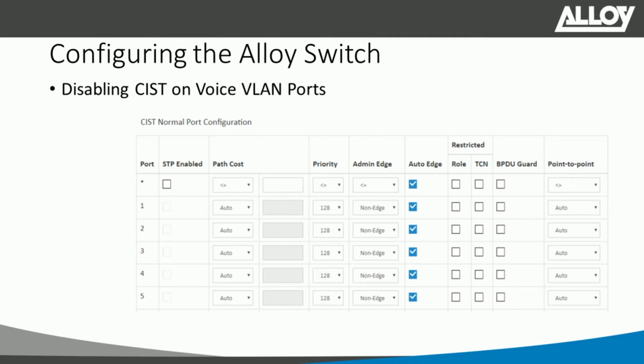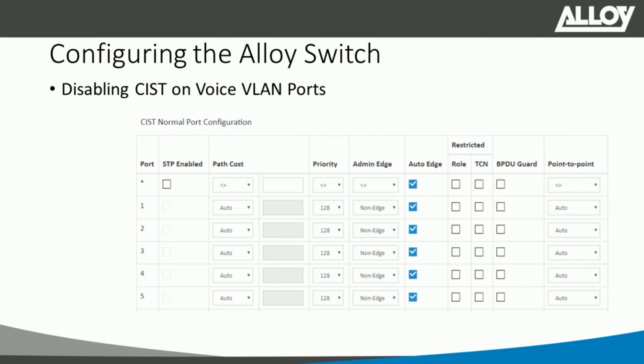All right, so getting into the Alloy switch itself. For voice VLANs to be enabled on the Alloy switch, you must first disable the CIST, which is the common internal spanning tree, on the switch ports which you want to enable the voice VLANs on. To do this, on the actual switch itself, this is just a screen capture of the GUI. This is essentially going to be screen captures of the GUI and parts of it. Again, in the PDF guide, it will show you all of the steps, so don't worry about the screen captures.